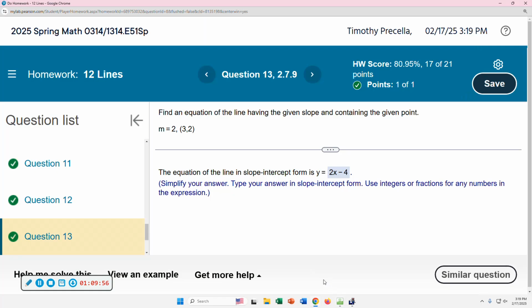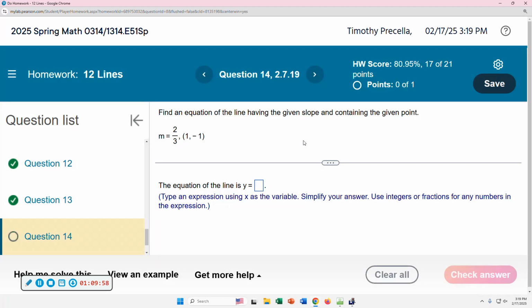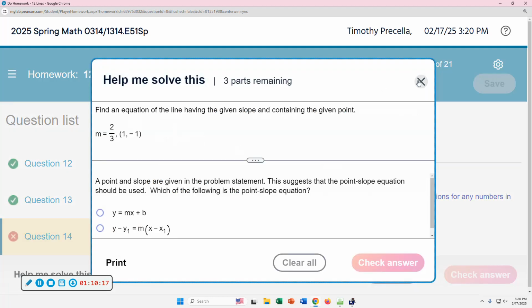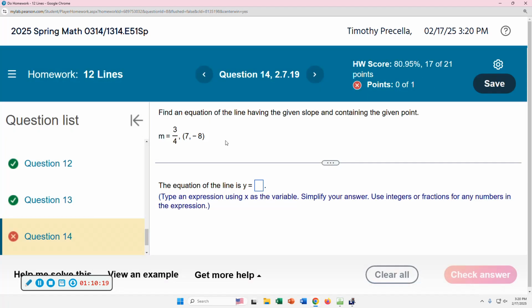Let's do number 14. Okay, the same instructions. Find the equation of the line. I wonder if we could regenerate it and not have the same one. Let me see what would happen. Okay, that's a better example. Good examples don't have the same number occur in a lot of places. So this might be the best example we've done today.